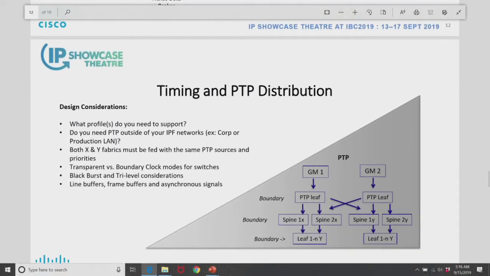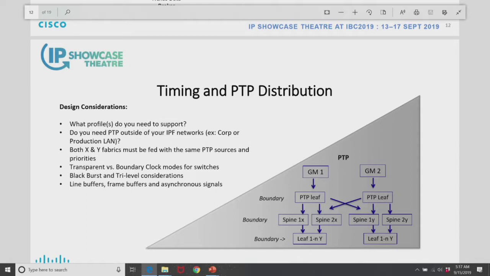Timing. My previous colleague talked about timing and PTP. We learned quite a bit as an industry, as Cisco, and as this customer, about PTP. So what is the deployment we have in this facility? We have 2 grandmasters connecting to PTP leaves. We use PTP leaves for distribution, and then these PTP leaves feed into the spine-leaf network on both sides. This is side X, this is side Y, and this is the architecture.